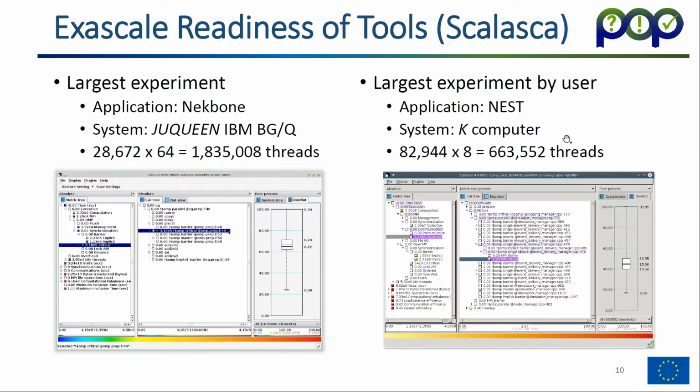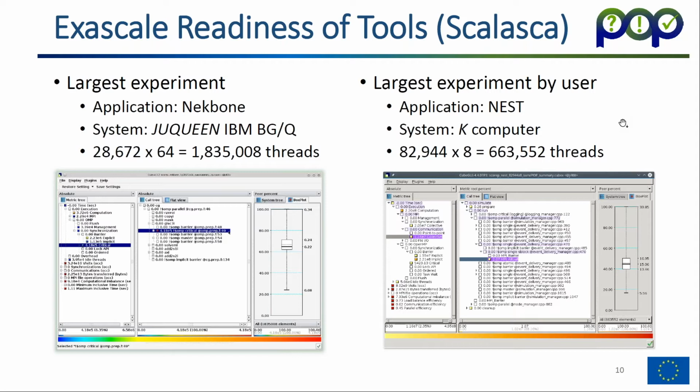Likewise, on the K computer, which was in Japan, again, 83,000 processes there, each on 8 core compute nodes with 8 threads, a total of 600,000 threads in total there. So some very large scale executions.